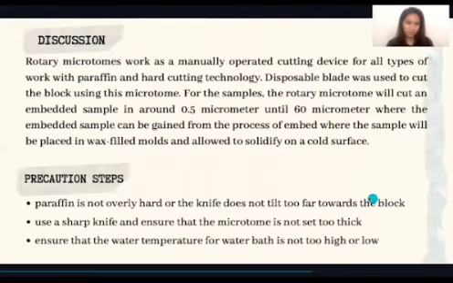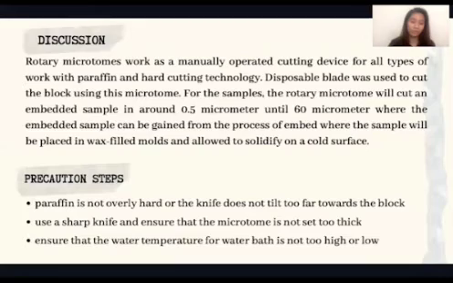For the discussion, the rotary microtome works as a manually operated cutting device for all types of work with paraffin and hard cutting technology. A disposable blade was used to cut the block using this microtome. For the precaution steps, make sure that the paraffin is not overly hard, use a sharp knife, and ensure that the microtome is not set too thick.